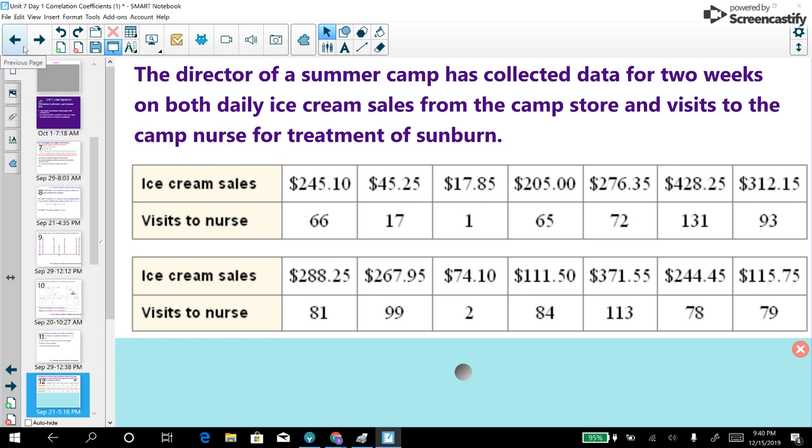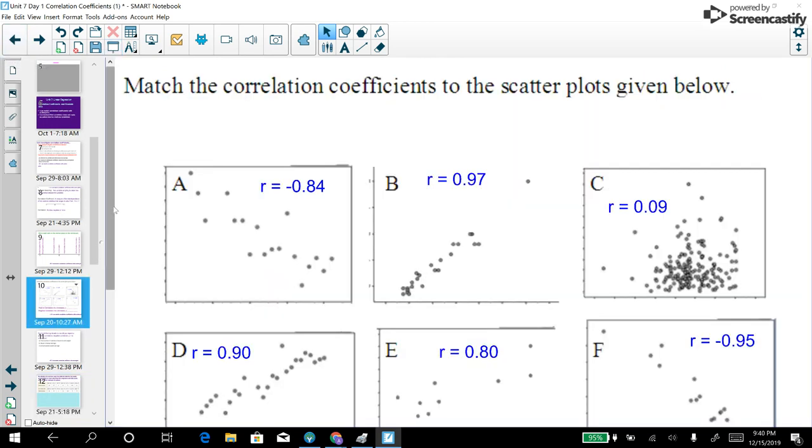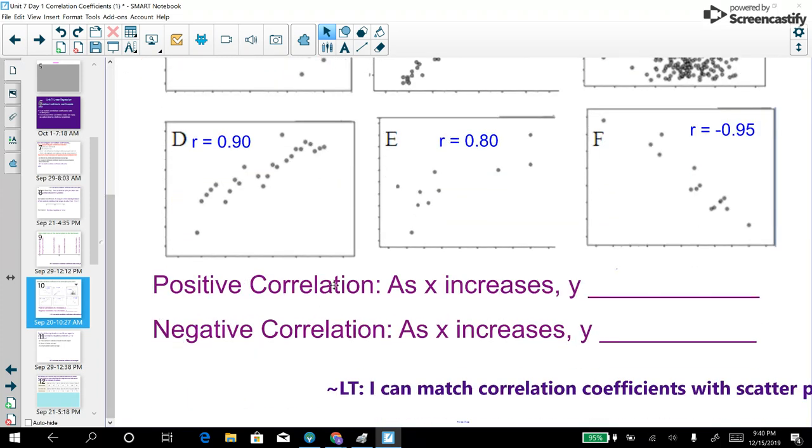All right, we are going to look here. Oh, hold on, we need to move back a minute. Sorry, I forgot this. Positive correlation: as your x increases, so if you are going on a graph here, as your x increases, your y is also going to increase. And a negative correlation: as your x increases, like on this graph, your y is going to decrease.